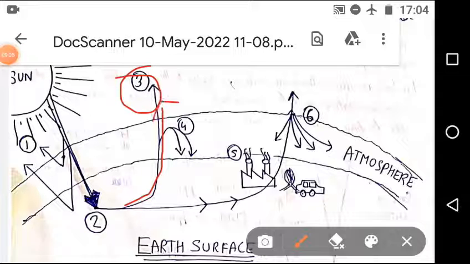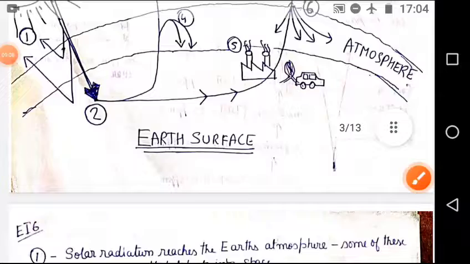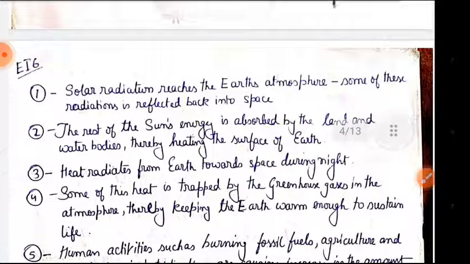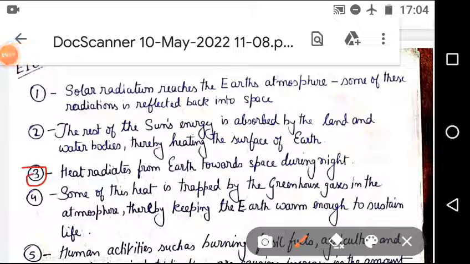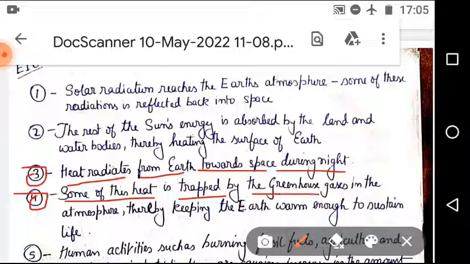Number 3 is this one. Again the heat is liberated in the form of infrared radiation. Number 3 is saying here that heat radiates from the earth towards space during night. So at night the heat escapes from the earth, but not all the heat escapes, because before escaping there is the atmosphere and there are greenhouse gases which absorb that energy. So it is saying in number 4 that some of this heat is trapped by the greenhouse gases in the atmosphere, thereby keeping the earth warm enough to sustain life.